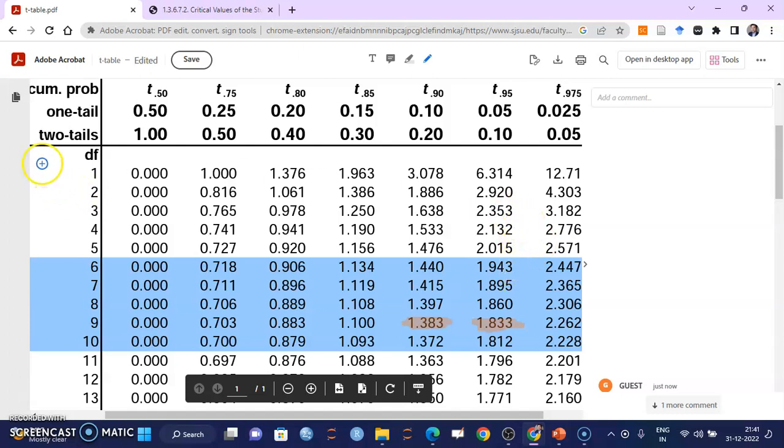We have a degree of freedom which is 9, 10 minus 1 is 9. So we'll look only in this row. Now we look for the significance level. Our significance level for the two-tailed test, as we were doing a two-tailed test, is 0.10. So this is the column and this is the row. The number is 1.833, so our critical value will be 1.833.